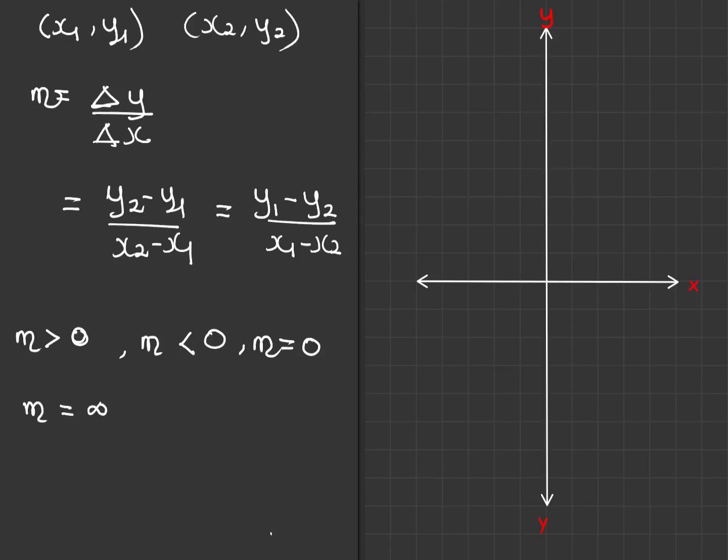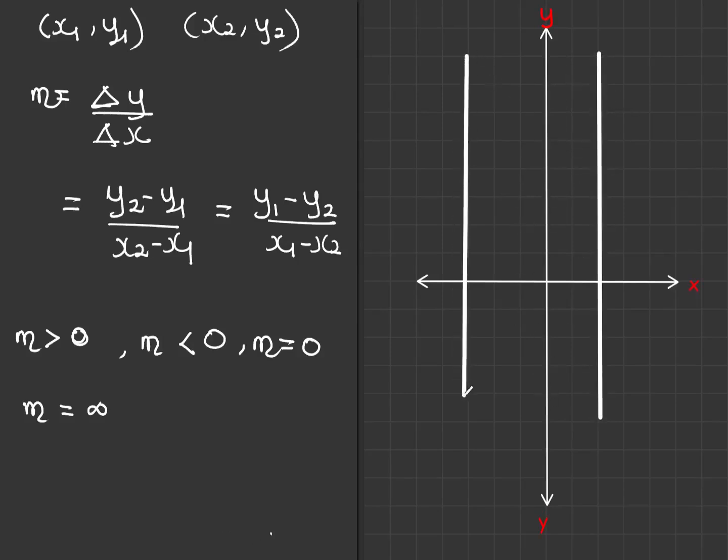So for gradient being undefined or infinity, it is straight and parallel to the y-axis. You see how the y-axis looks? Very straight like this. Any line that is parallel to it has a gradient of infinity, or we say it is undefined. With all these said, let's answer some questions just to test our knowledge.